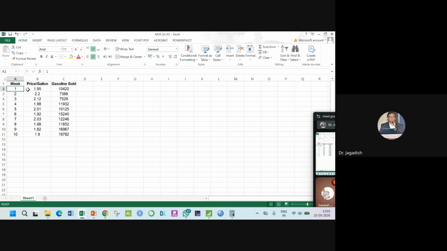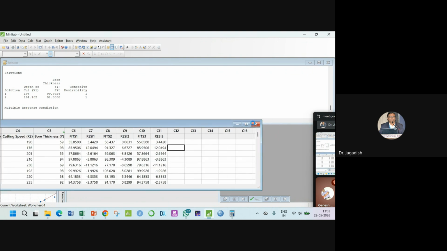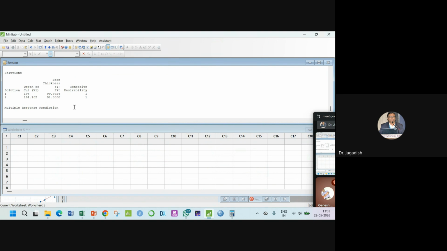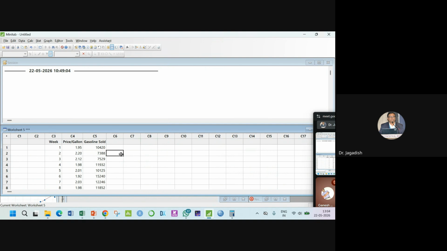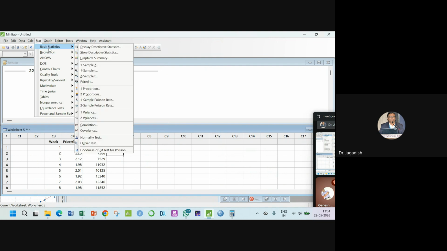That means in the first week, for a price of 1.95 per gallon, 10,420 liters of gasoline is sold, like that. For the second week, at 2.2 price per gallon, 7,388 liters of gasoline were sold. Let us fit the model and see which factor is important and how we can predict. All those possibilities can be analyzed by using multiple regression. This is the beauty of multiple regression for modeling the process and drawing conclusions about the system. So as usual, similarly, start with the basics: regression, correlation we can do.